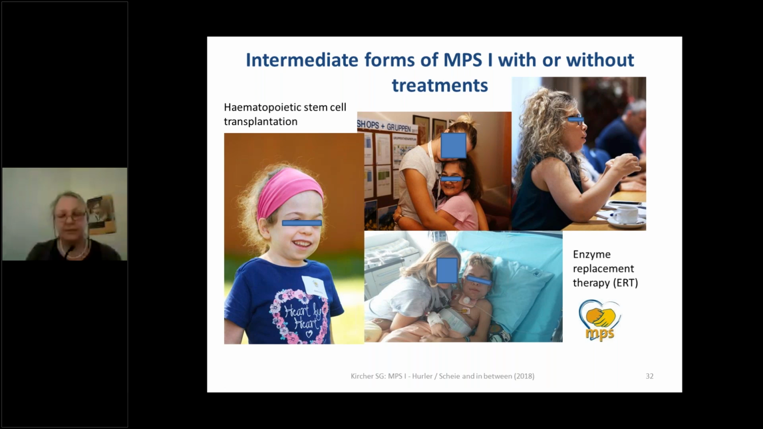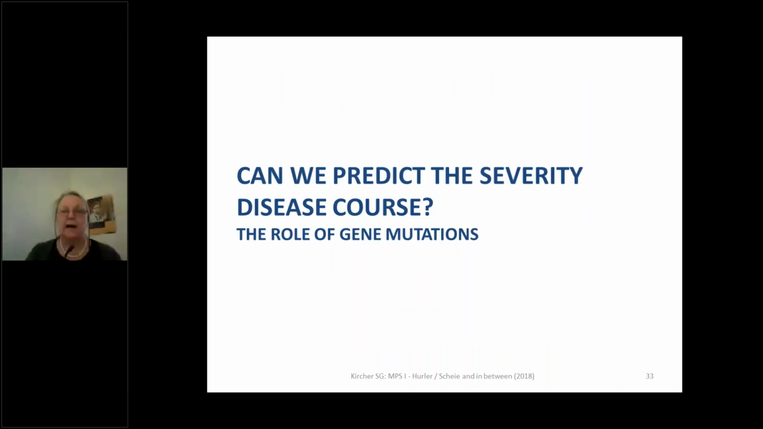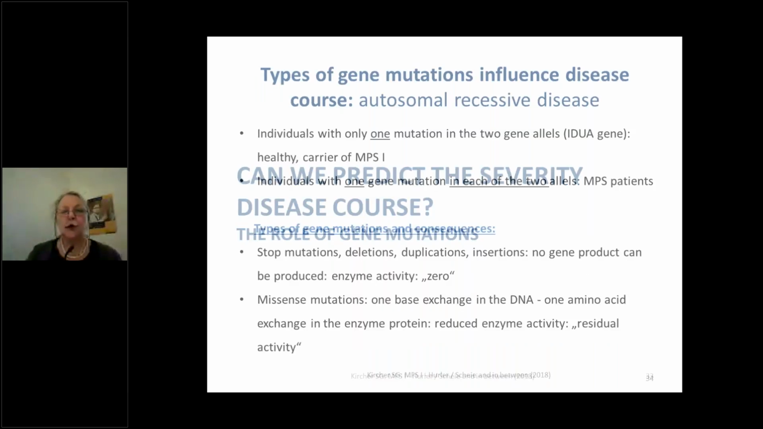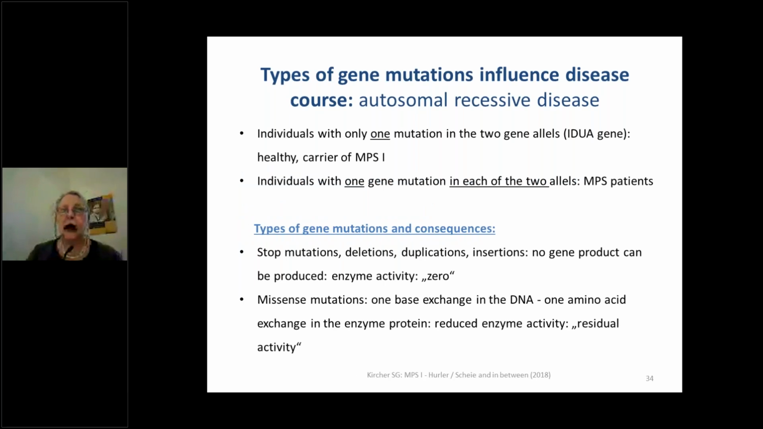Can we predict the severity of the disease course? What we have to know is that it is an autosomal recessive disease. If you have in your two gene alleles of the IDUA gene one mutation, you're just a carrier, you're healthy. But you need one gene mutation in each of the two alleles, and then you have the disease. And here we have some differences. You can have a very severe mutation, stop mutations, deletions, duplications, insertions, and all these result in no enzyme production. It is a zero activity.